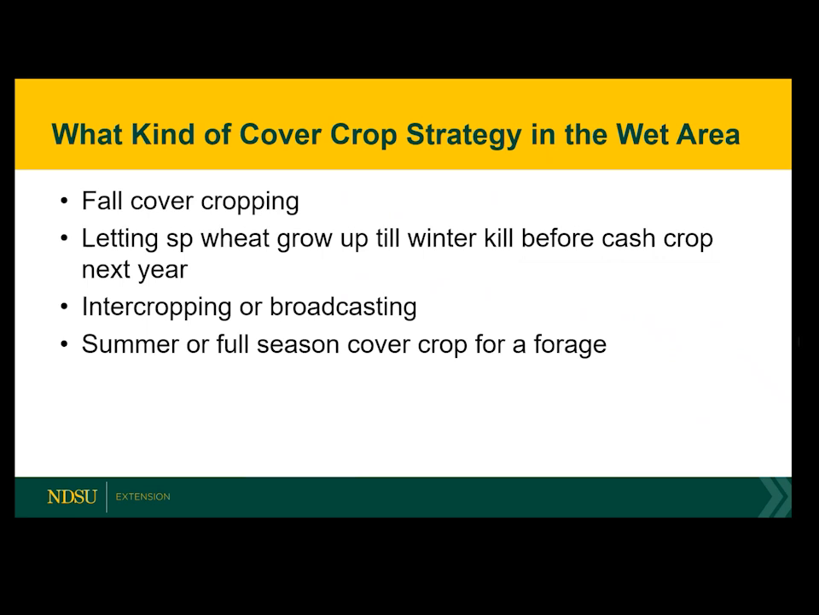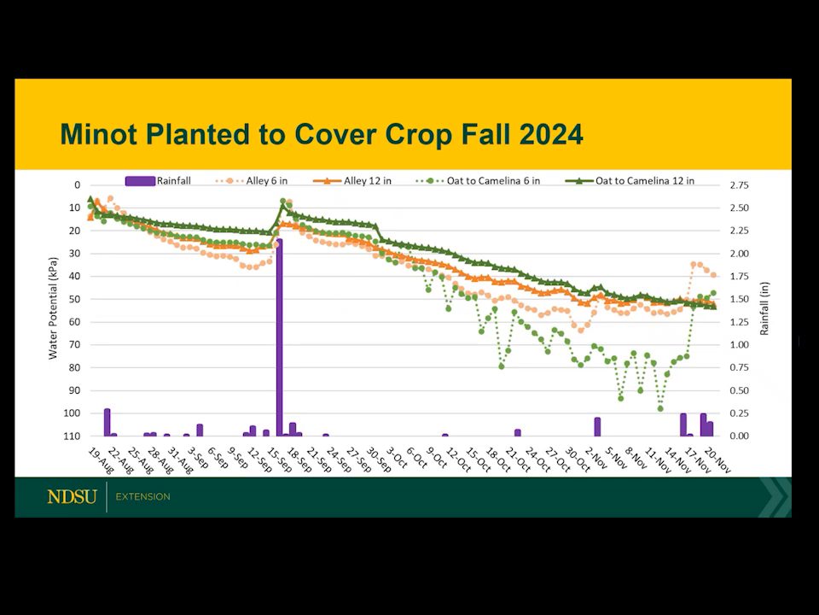Some other strategies besides fall cover cropping: we had a whole bunch of acres that were spring wheat. We do foundation seed in Minot for spring wheat. We took a harrow out there right after the harvest and harrowed it up because we knew that big rain was coming. We've seen that prediction. So that big rain from this chart here, we harrowed right before, 2-3 days before.